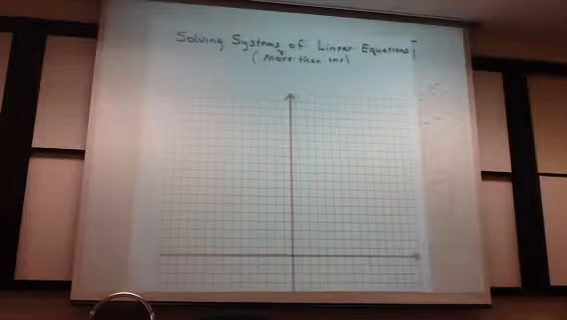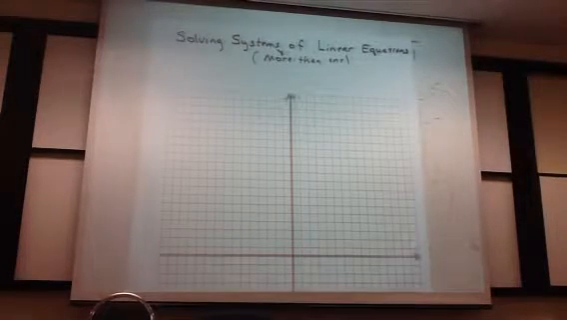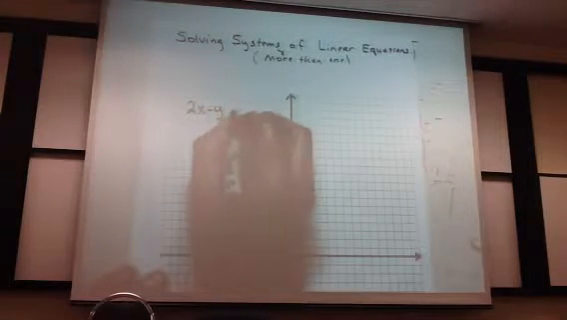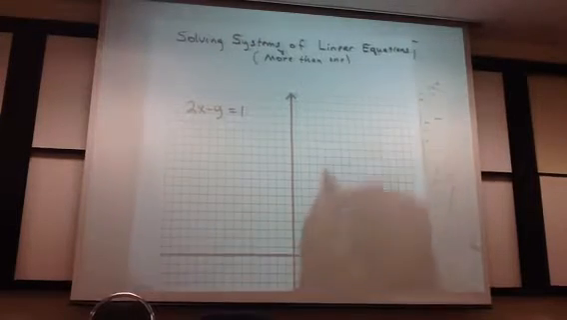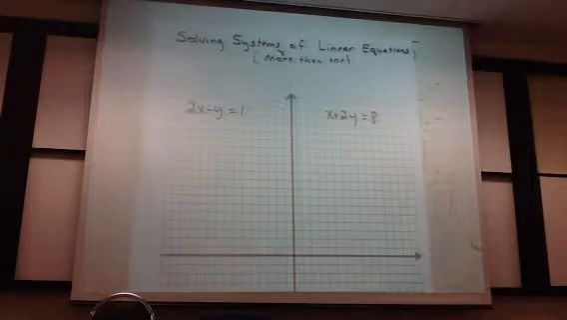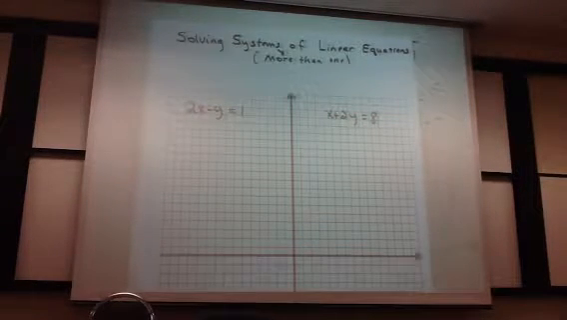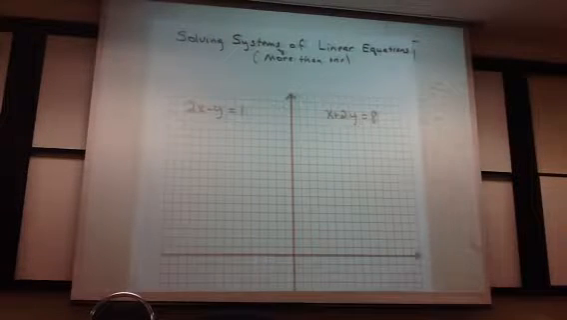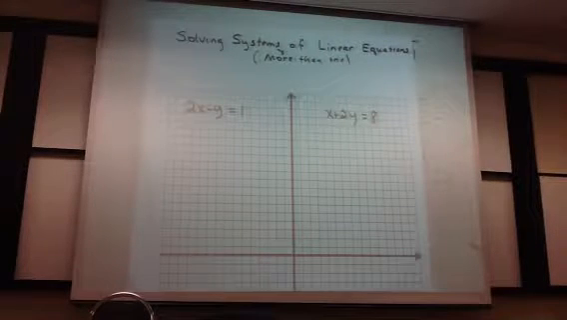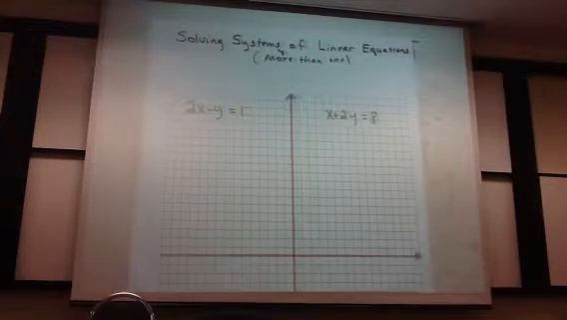For instance, that's a system of linear equations right there. Just two equations considered together. I'm observing that these equations both have x's and y's in them. Tell me about the line that comes from an equation that has x's and y's in it. It's a slanted line, right?